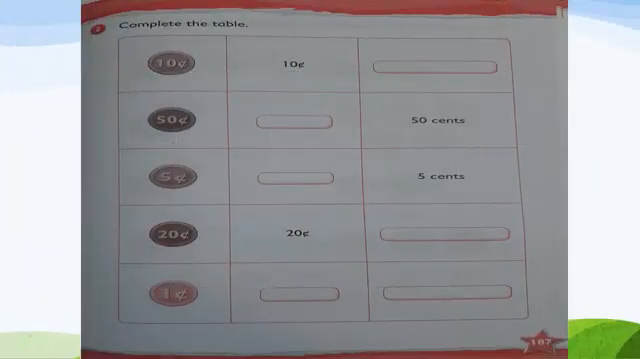This time, complete the table. So, in the first column are the coins, and the second column is their value, and the last column would be their amount in words. So, I'll give you a few minutes to answer in your books.